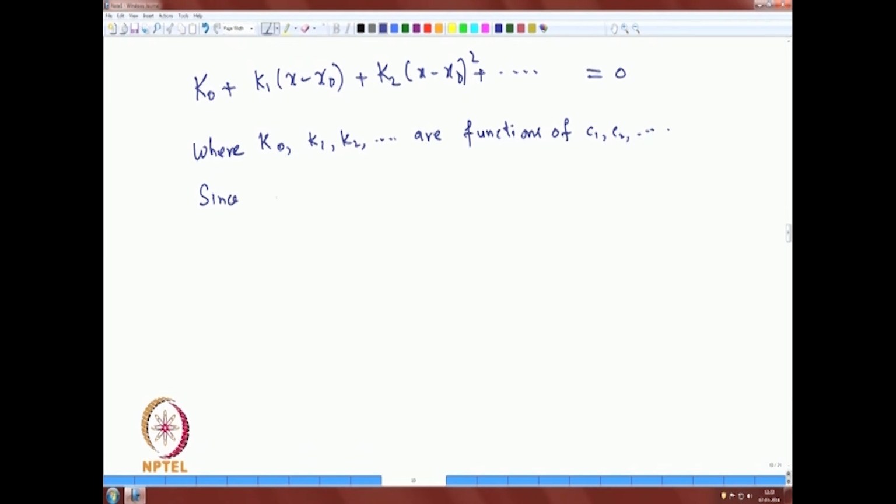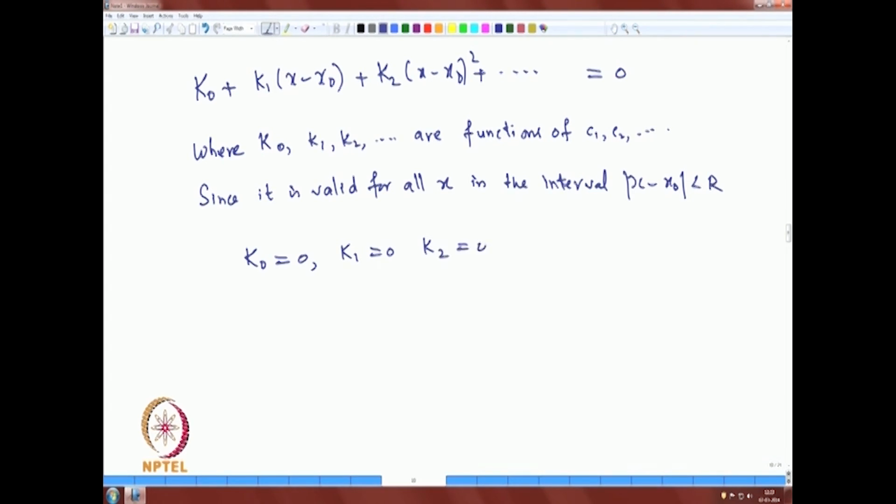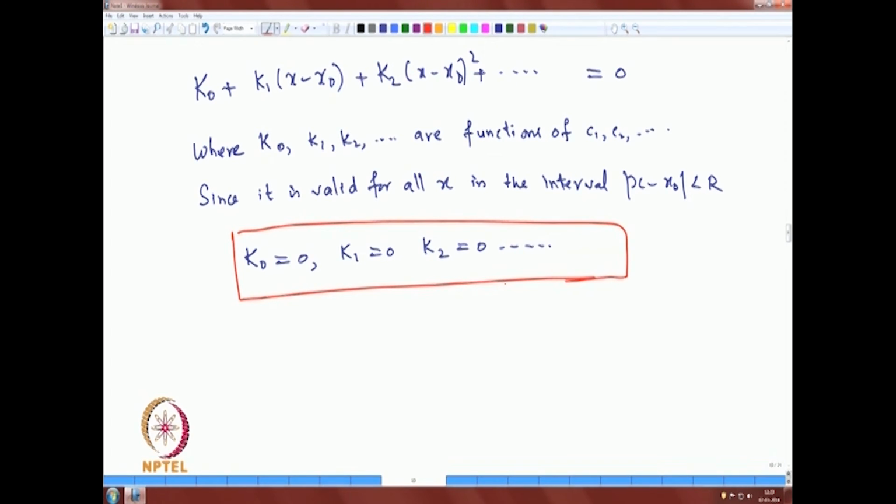So, since the series is valid for all x in the interval |x minus x0| less than r, that is the interval of convergence, now equating right hand side and left hand side, the coefficients of x, x square, x cube, etc., and also the constant terms, we get k0 is equal to 0, k1 is equal to 0, k2 is equal to 0, etc. So, we get equations k0 is equal to 0, k1 0, k2 0.